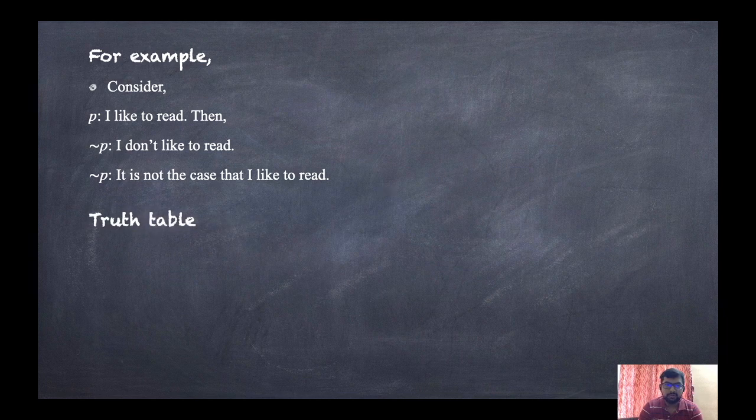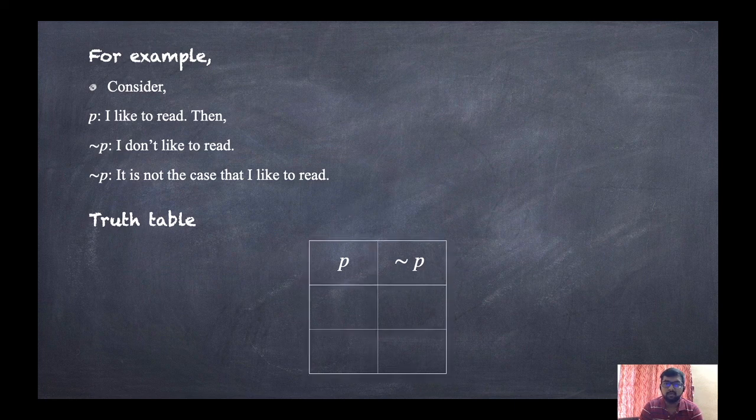Now, what will be the truth table? As it is a unary connective, we will require only one statement, that means only P. So in the truth table, there will be only P and not P. Here, as it is only one statement, there will be only two possibilities: either the statement is true or it is false. So true and false. If a statement is true, then its negation, we know, is false. And in a similar manner, if it is false, then the negation is true.